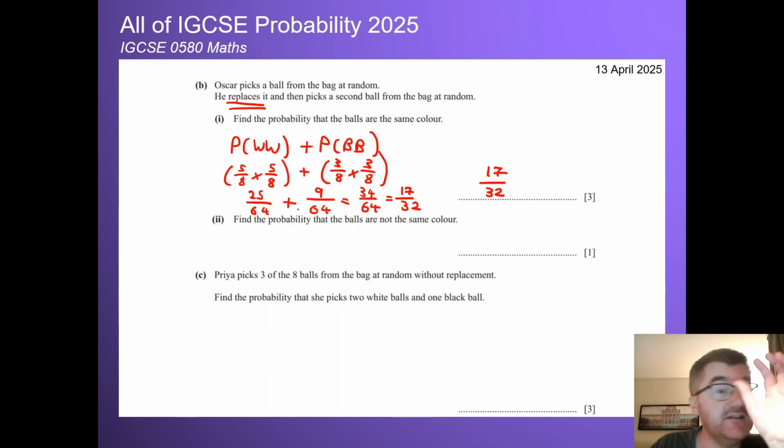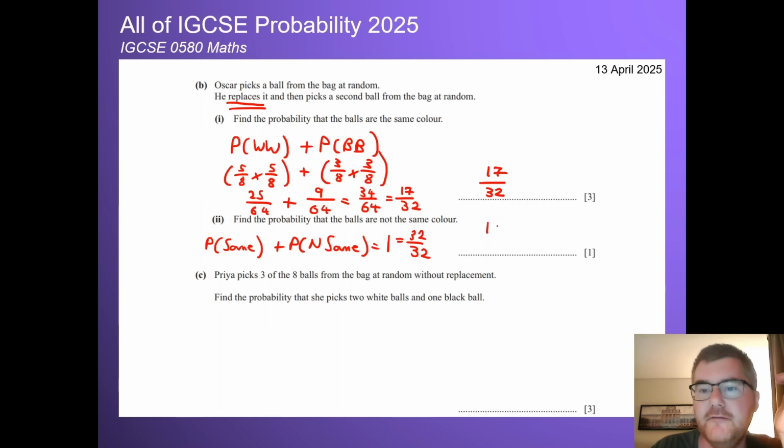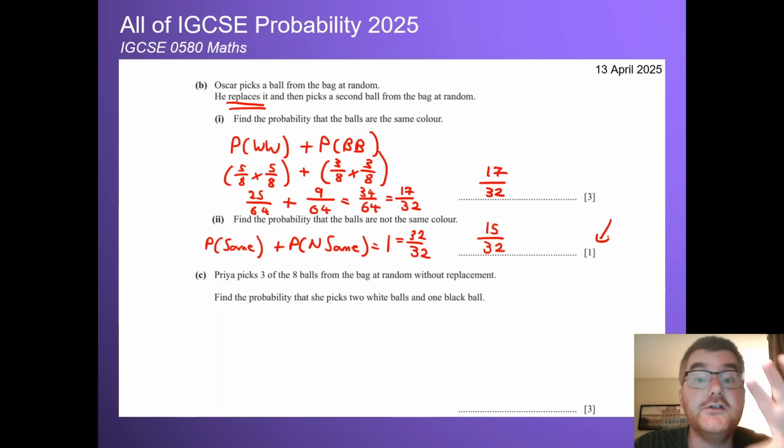And now there's a little twist to this. So find the probability that the balls are not the same color. So we can be a bit lazy here because the probability of same plus probability of not same is equal to 1. Again, please don't sit there and do white, black, black, white, etc. That takes a little bit too much time. So 17 over 32 plus something gives me 32 over 32. That's going to be 15 over 32. It's a 1 mark question, so it shouldn't take us too long to work out.